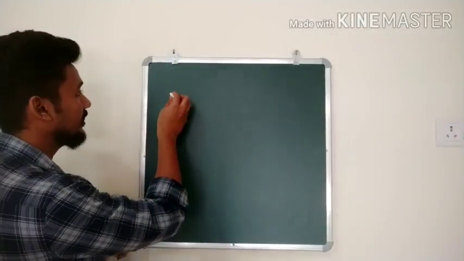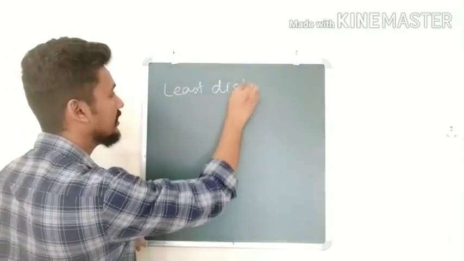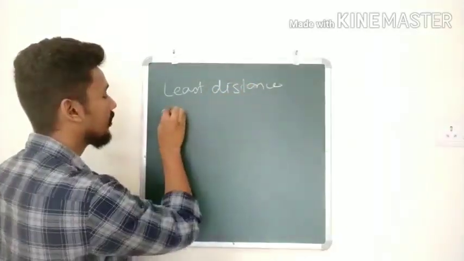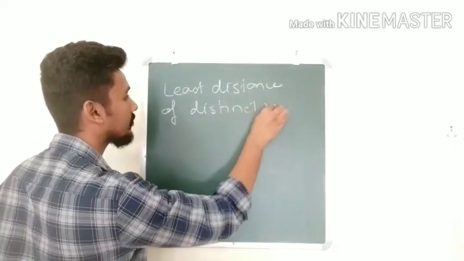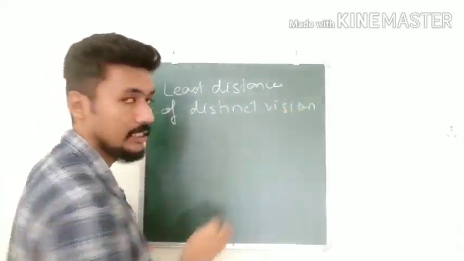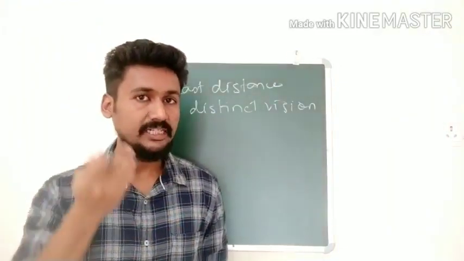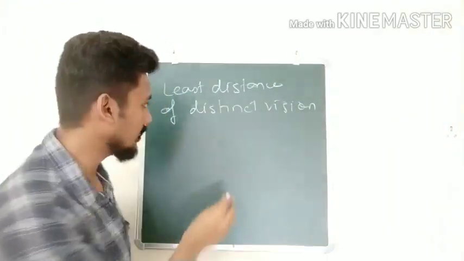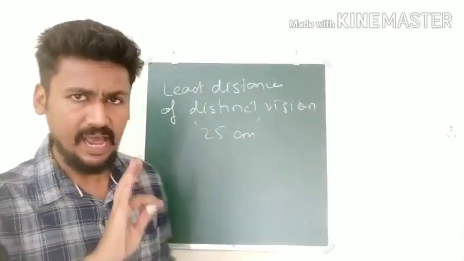The word for it is least distance of distinct vision. This is the distance at which you can see without causing strain to the eye. And how much is that distance? That distance is 25 centimeter on an average.